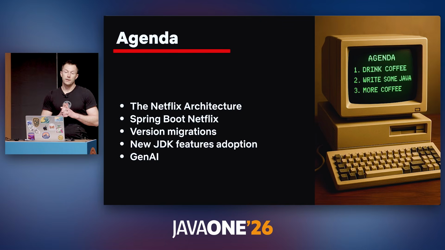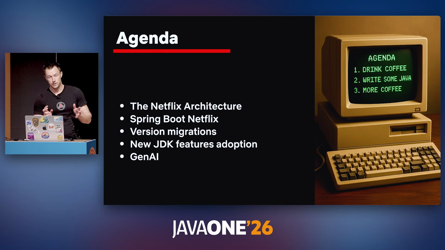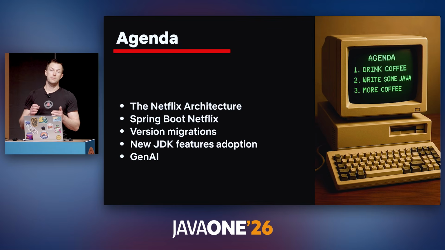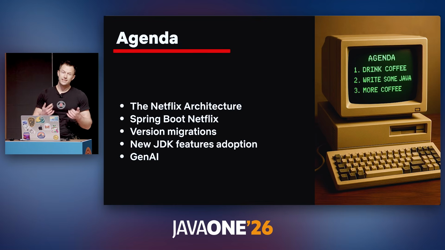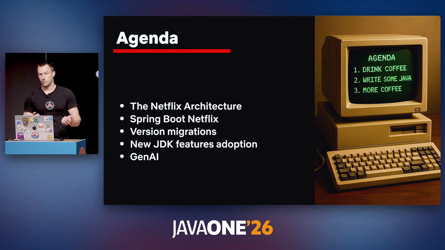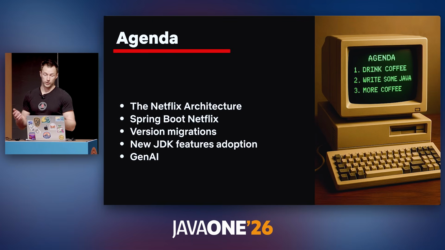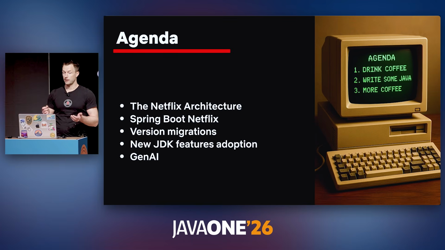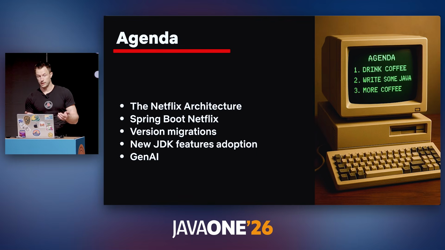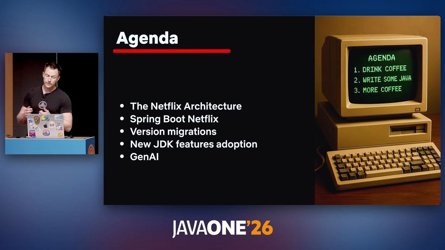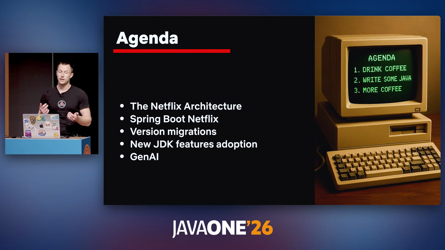Okay, we're going to talk about a whole bunch of different things. First off, we start talking a little bit about the Netflix architecture. That's actually quite similar to what I talked about last year, if you were here. And then we start diving into our Java stack, like how we're actually building these things. We talk about Spring Boot at Netflix and the different things we do there.